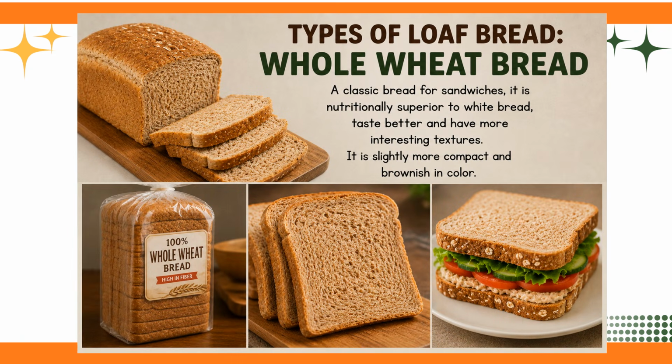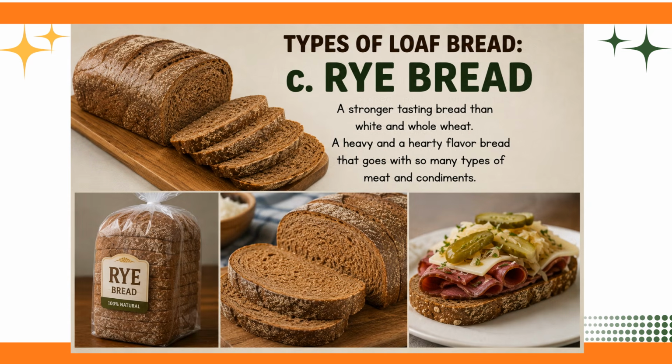B. Whole wheat bread. A classic bread for sandwiches, it is nutritionally superior to white bread, tastes better and has more interesting textures. It is slightly more compact and brownish in color. C. Rye bread. A stronger tasting bread than white and whole wheat. A heavy and hearty flavored bread that goes with so many types of meat and condiments.